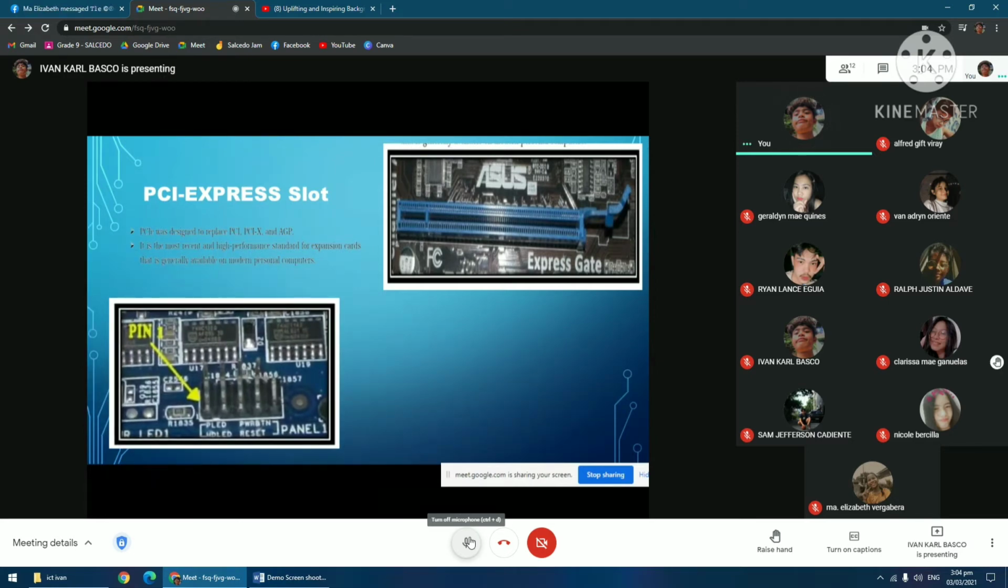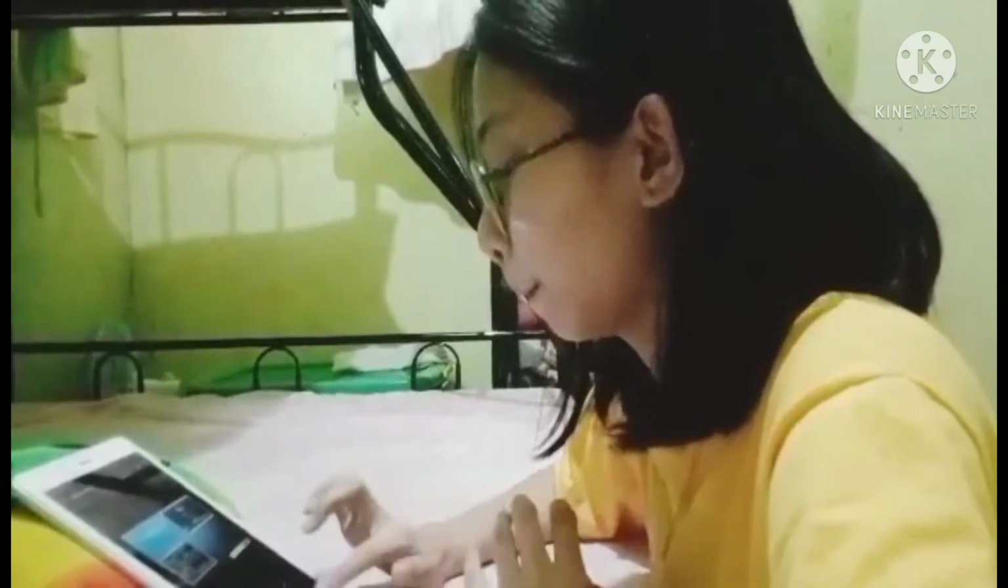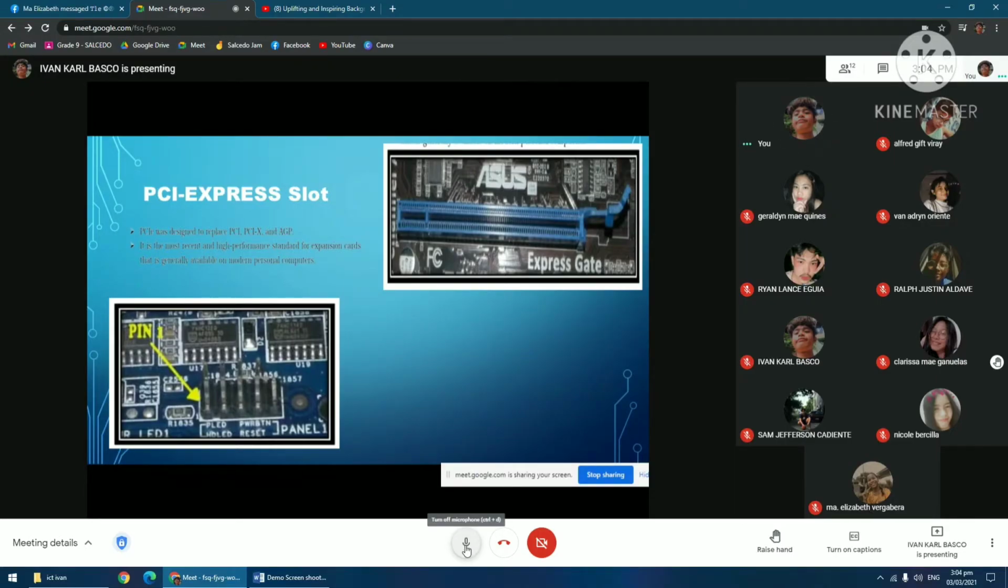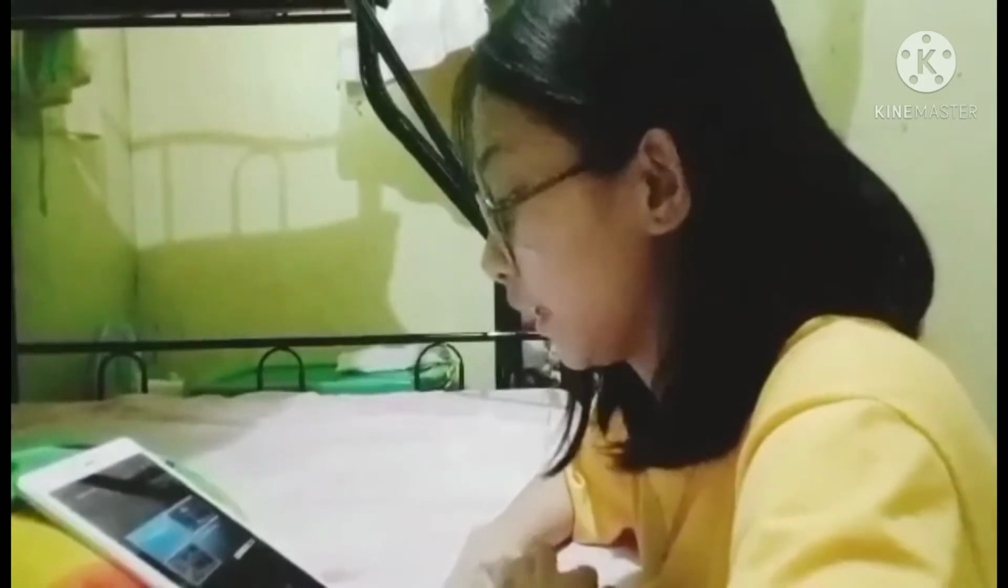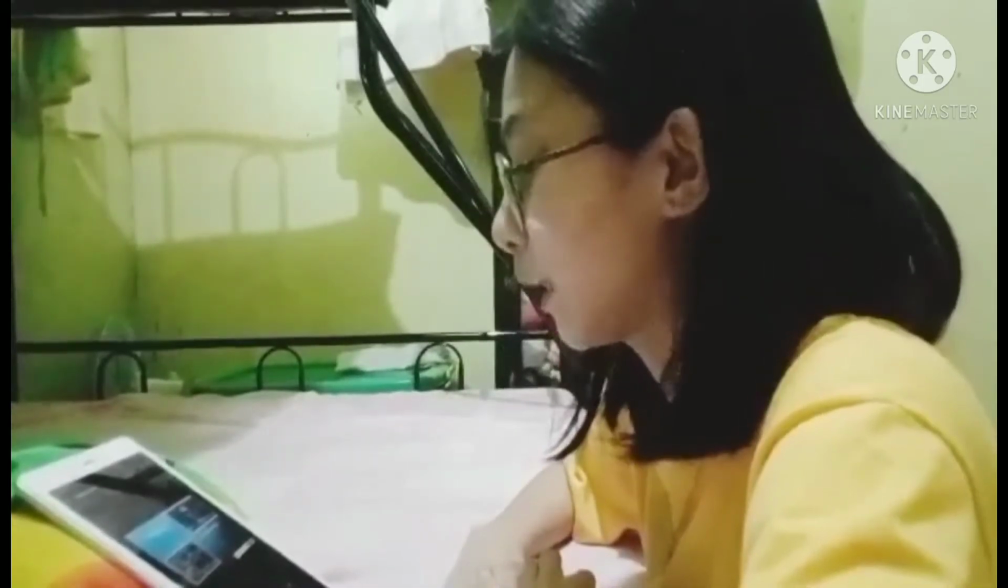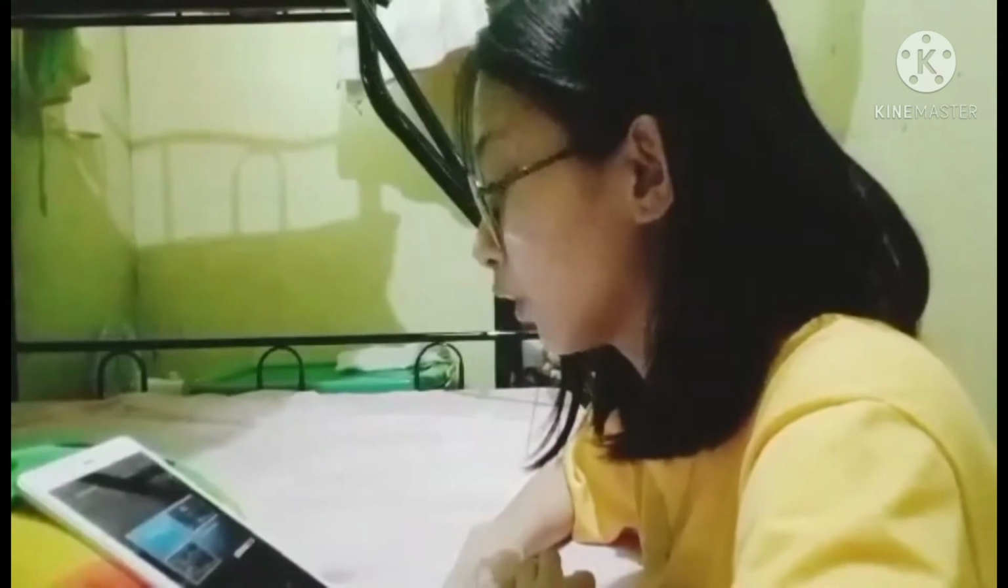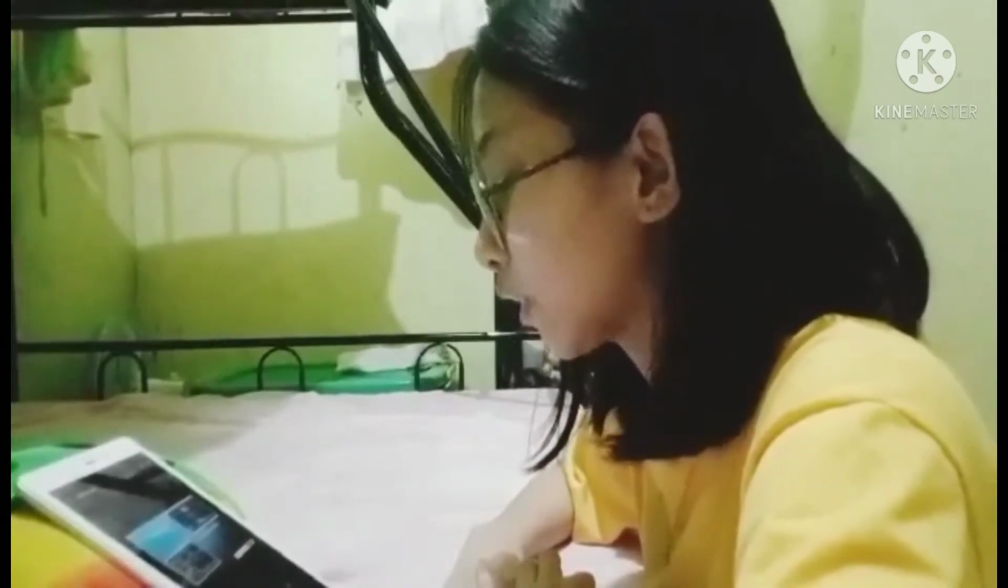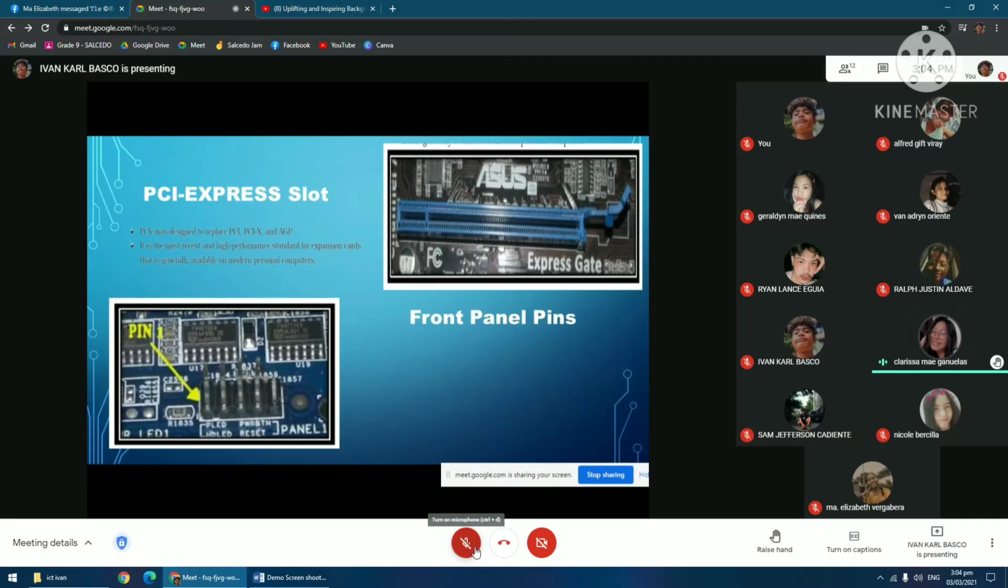Next picture. Clarissa Megan Wellas. Sir, front panel pins po. Okay, let's see. Front panel pins are pins in the motherboard that will connect the power button, reset button, power LED, mini speakers, USB ports, and other ports to the motherboard. Let's check. Okay, very good.